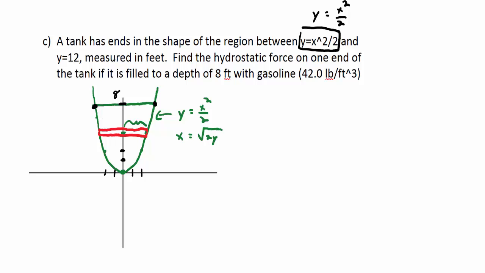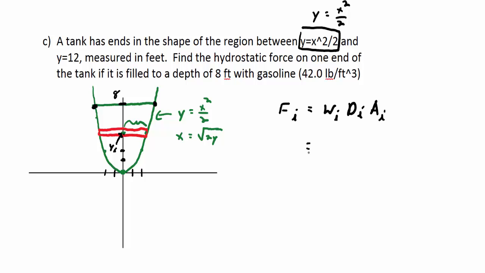And so if the height of this representative rectangle is, say, y sub i, then the width, at least of half of it, is going to be the square root of 2 y sub i. Okay. Does that make sense? All right, so let's set up F sub i. Remember, WDA: W sub i, D sub i, A sub i.